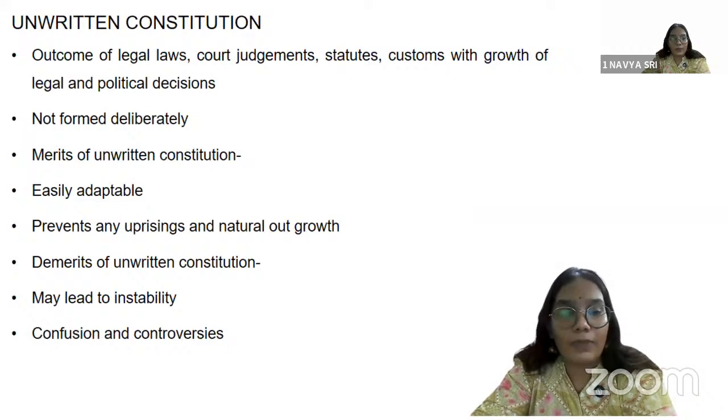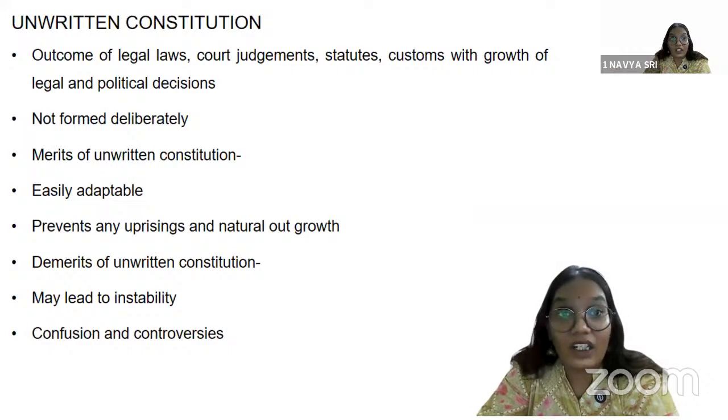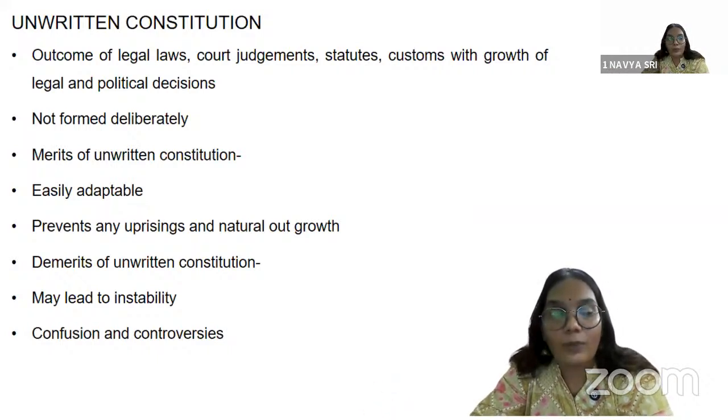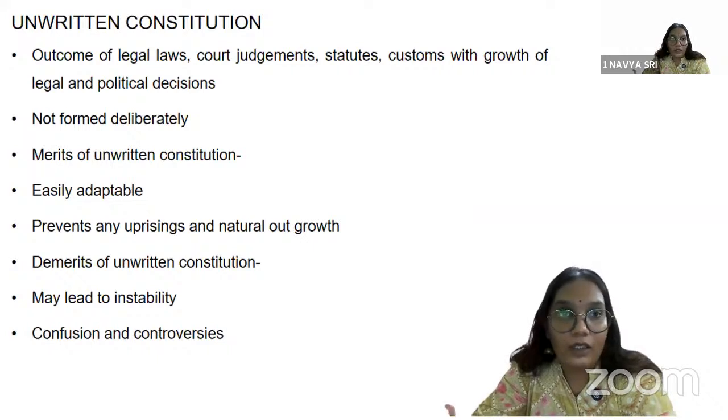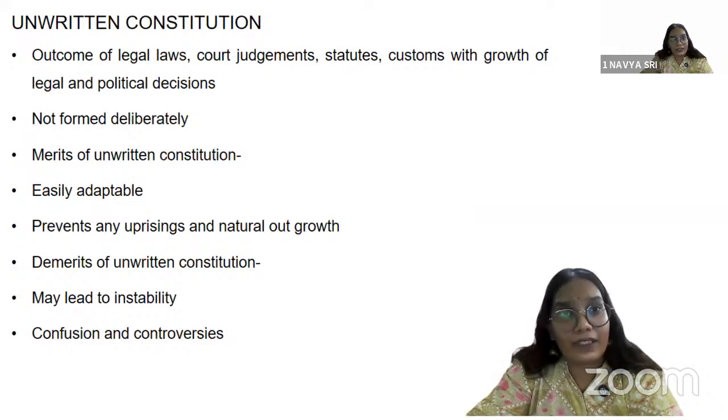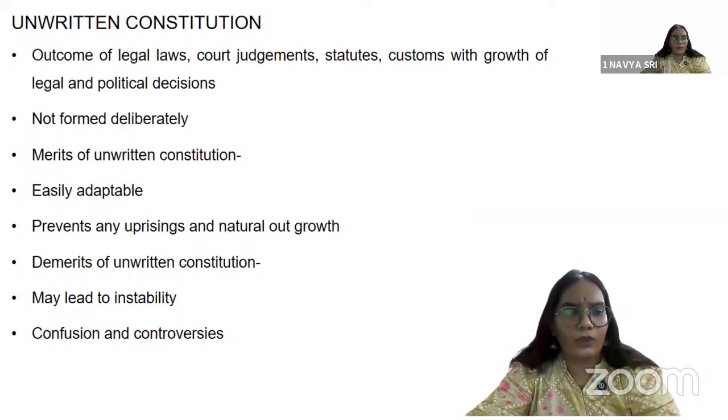And it prevents any uprisings and is a natural outgrowth. Why? Because it's not fixed. It's not rigid. It can be easily adapted according to the people's pulse or people's opinion. If people think there's an outcry over a bill that has been introduced, and they think it violates their fundamental rights or is against the spirit of the nation, then it can prevent any uprisings, as it is not fixed. It can be changed at any point of time.